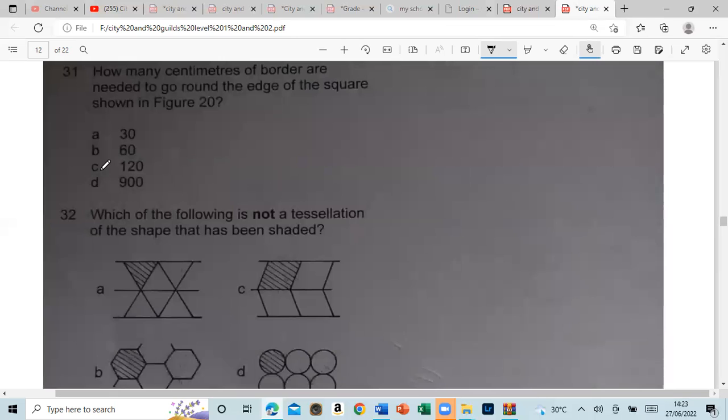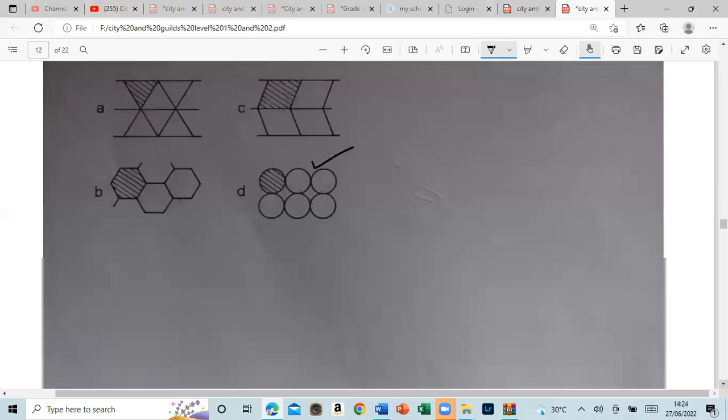So that's 120, asking for the perimeter. Which of the following is not a tessellation of the shapes which are given? Now, tessellation means when you put them together, there's no space. Like this tessellation, you see that? No space left out, and you can continue. You can continue this the same way. So no space here, no space here. So this one has no tessellation. So that would be D.